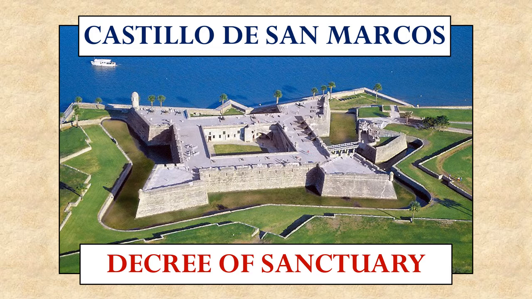And so to fight against the growing English presence in the Carolinas, the Spanish built a fortress in what is now St. Augustine, Florida. And they issued a decree of sanctuary that any slaves in the Carolinas or elsewhere who could escape to freedom in what is now Florida would be given sanctuary. They would not be enslaved as long as they converted to Catholicism and learned to speak Spanish.